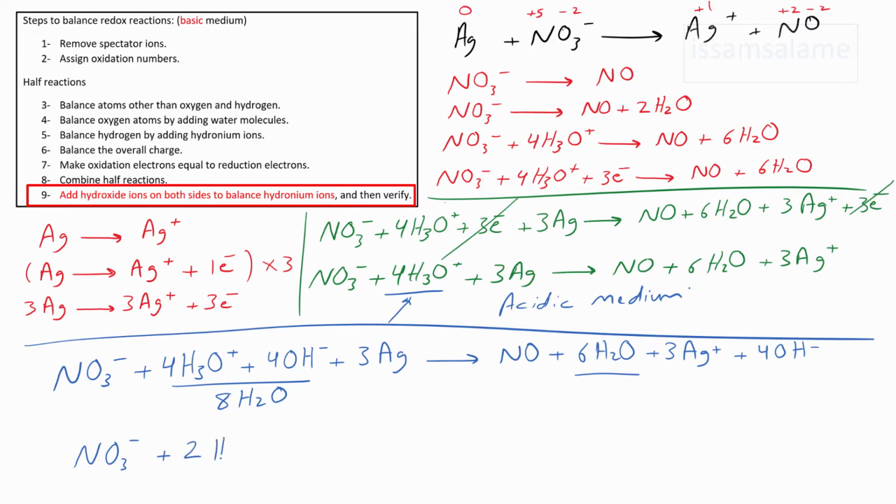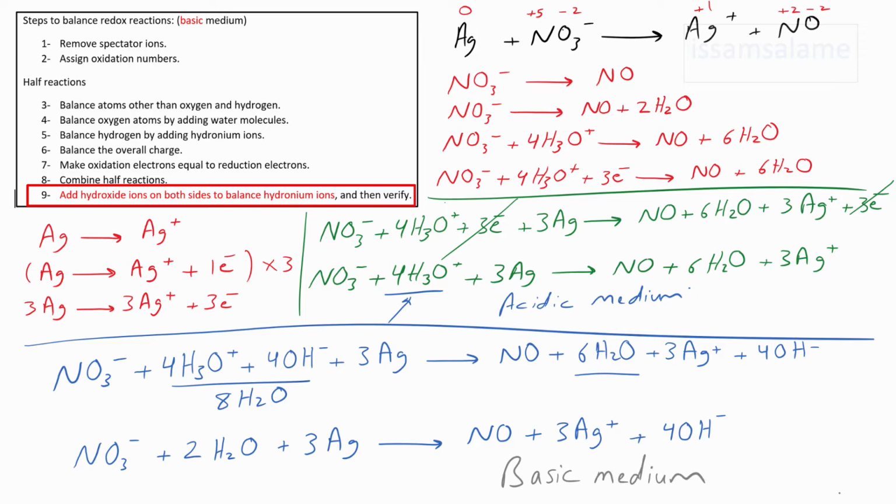And now, as you can see, we have water molecules on both sides of the reaction, so we should cancel the water molecules from the product side, and then we verify that all the atoms are balanced, and the charge is also balanced on both sides of the reaction. As you can see, we have 1 nitrogen atom to the left, 1 nitrogen to the right, 4 oxygen to the left, 4 oxygen to the right, 4 hydrogens to the left and also 4 hydrogens to the right, 3 silver to the left and 3 silvers to the right. The charge on the left is -1 and the charge on the right is also -1, and now this redox reaction is balanced in a basic medium.